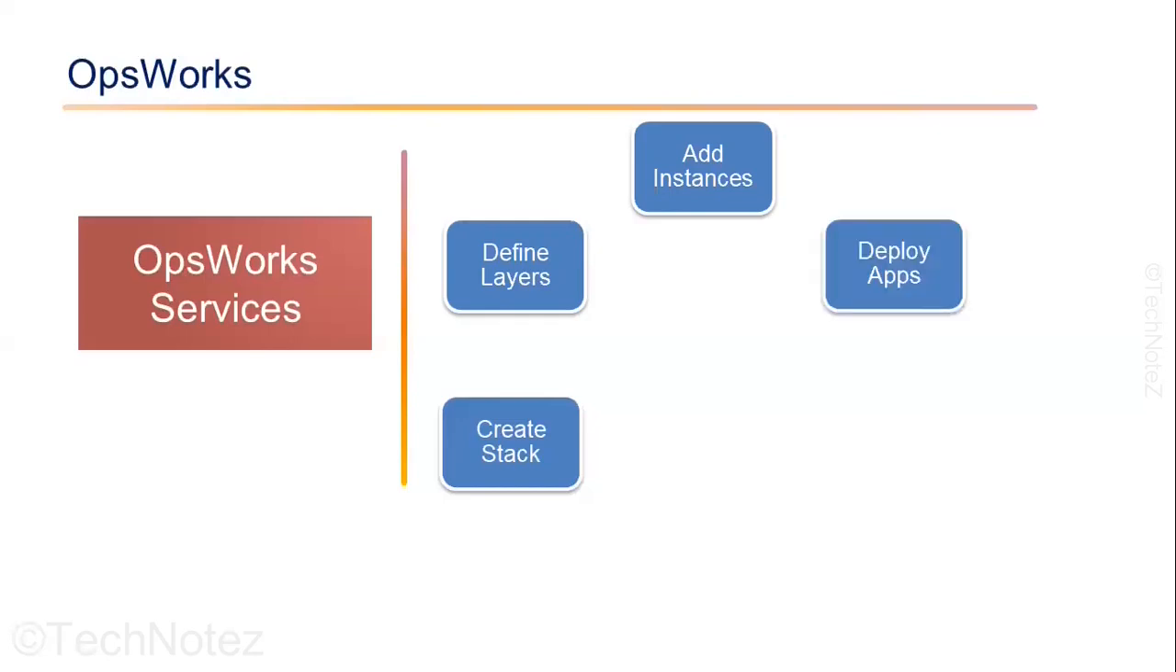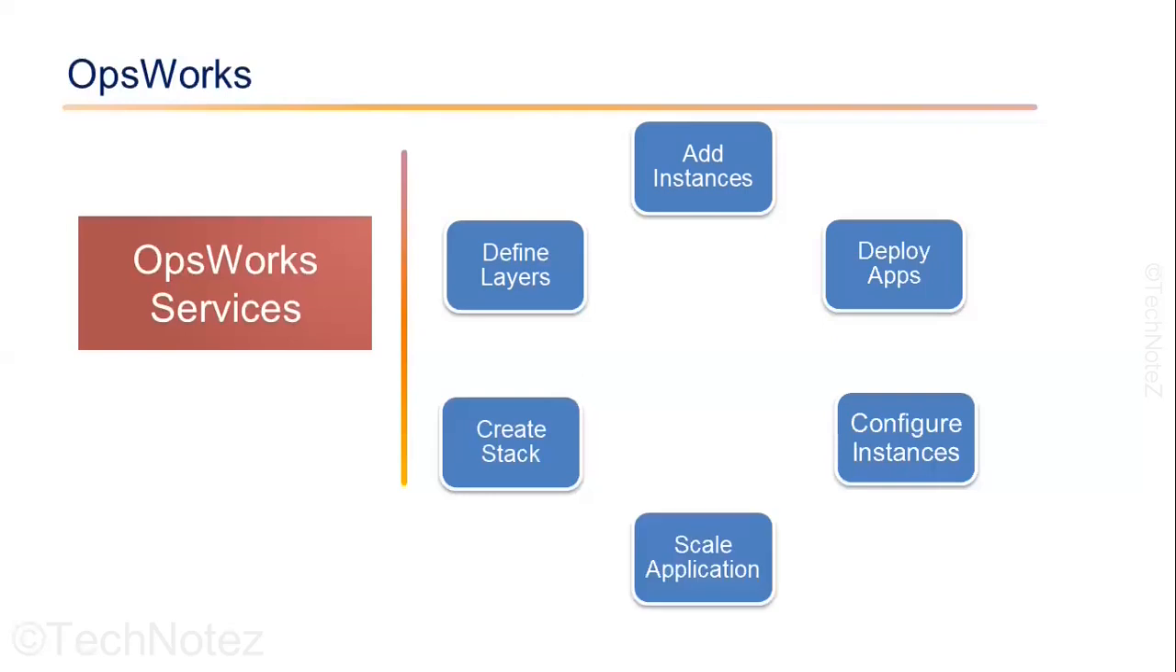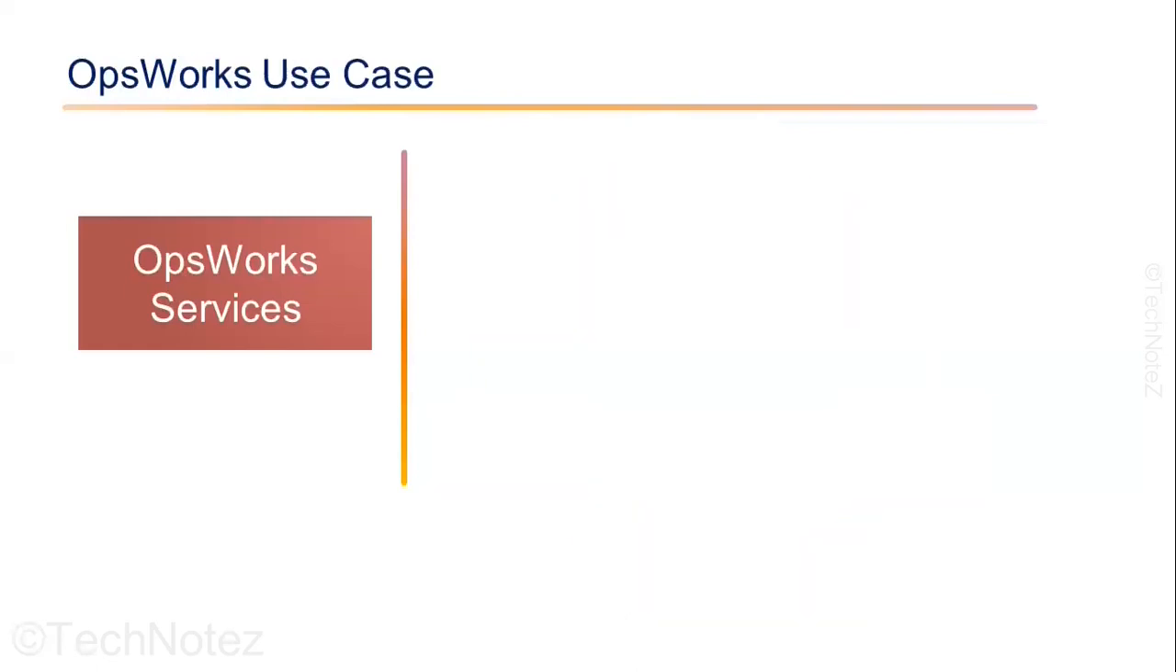Deploy the app. Deploy your application code to your instances. OpsWorks can pull the code from Git or AWS CodeCommit repositories and deploy it to your instances. Configure the instances. Configure your instances using custom recipes and scripts. Recipes are used to automate the installation, configuration, and management of your application. Scale your application. Use OpsWorks to scale your application up or down by adding or removing instances as needed. OpsWorks is actually used to automate the resource provisioning in the AWS environment.